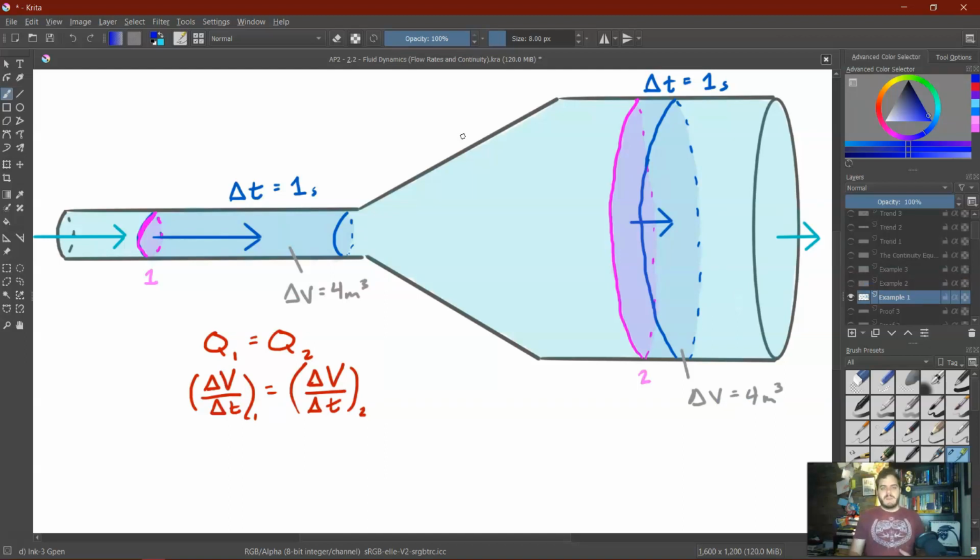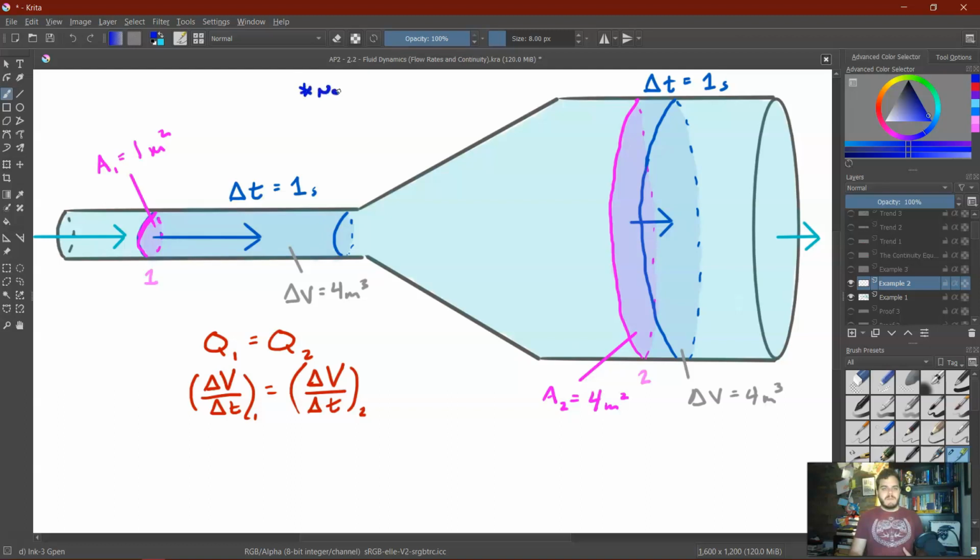Well, if I look here, let's say I have some change in volume and it's 4 meters cubed, passing point 1, delta t is 1 second. And I look over here, this means over here, this is also going to have to be 4 cubic meters of volume passing this point at 1 second. But if we see, the area at point 1 is much smaller than the area at point 2. And for simplicity's sake, let's say this area here is 1 meter squared, this area here is 4 meters squared.